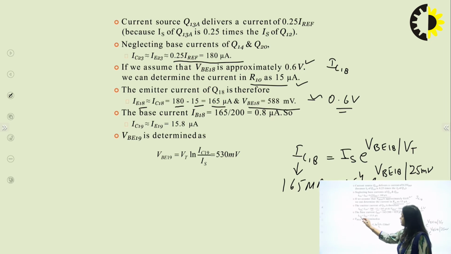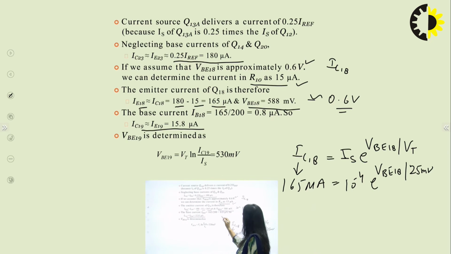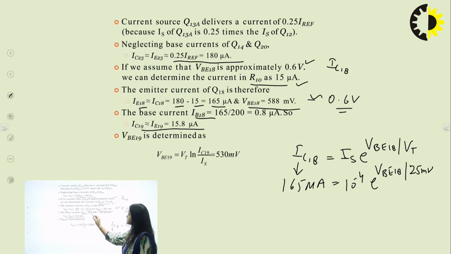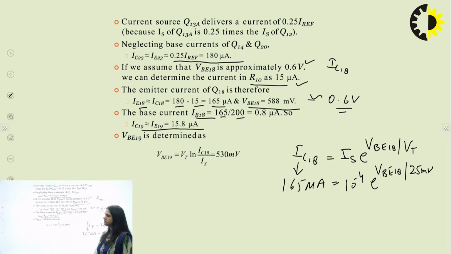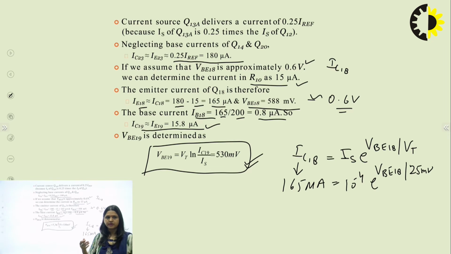Now calculate IC19. Definitely that will be equal to IC18 divided by beta, where beta is 200. So that comes to 0.8 microampere. So this is how we can calculate IC18, IC19 and IE19. And if we have the value of IC19, then by using this formula we can calculate VBE19. I hope now you are able to understand how we have calculated all these values.